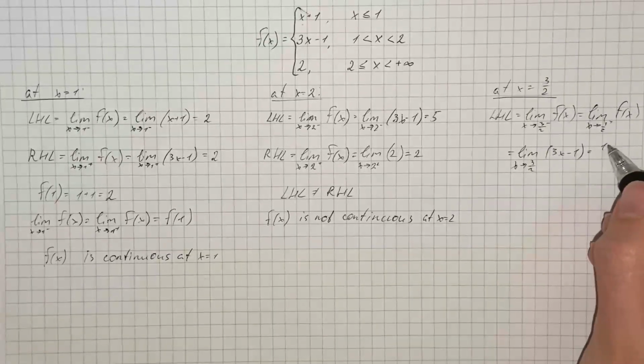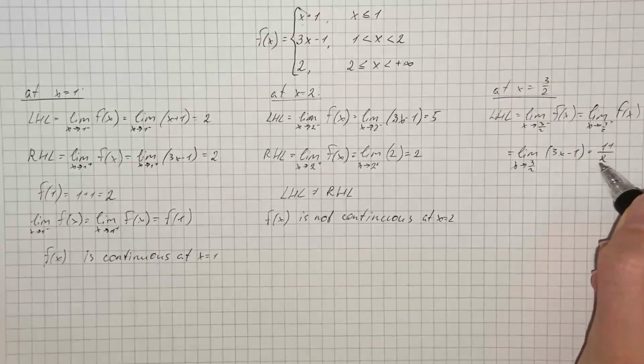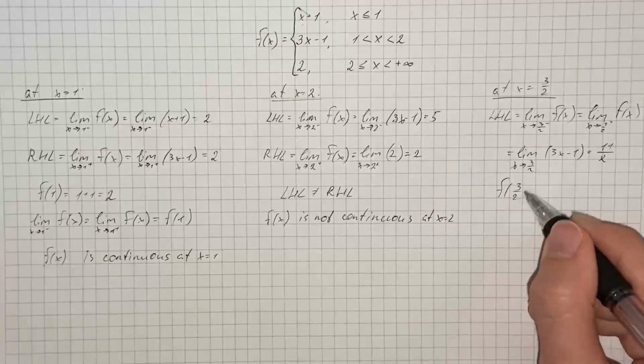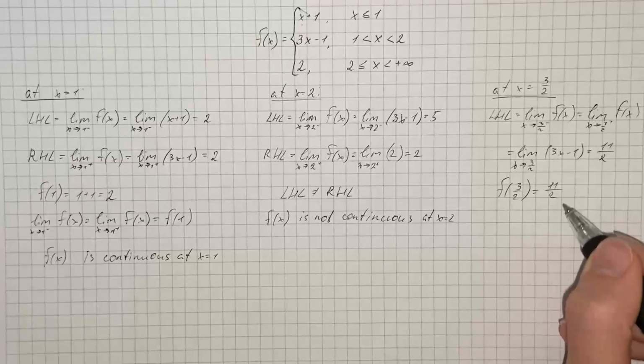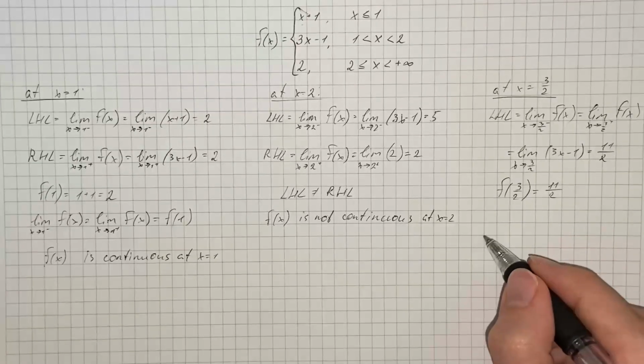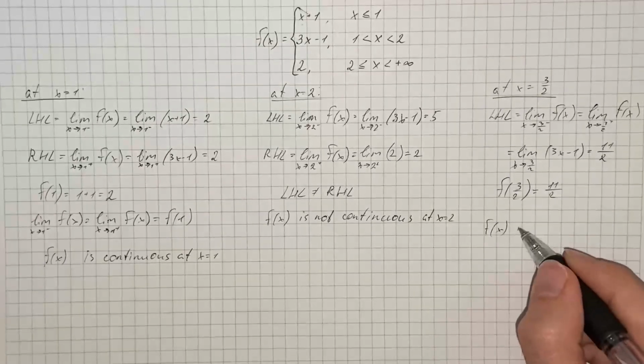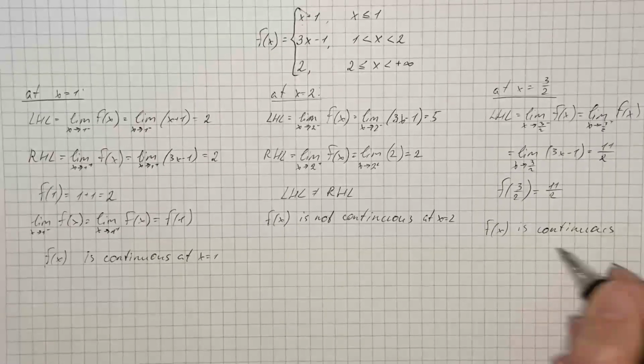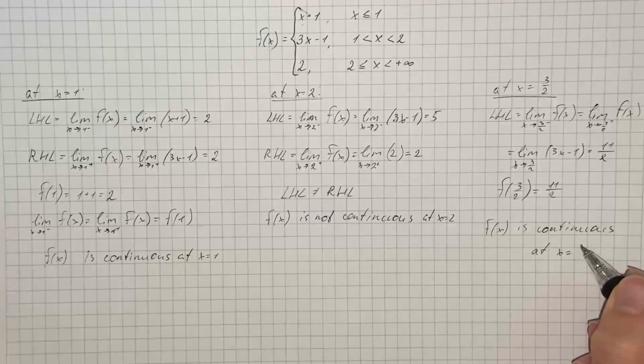Therefore we get 11 over 2. So that's the value of the limit, and the value of the function at this point is also 11 over 2. So therefore we can say that f of x is continuous at point x equals 3 over 2.